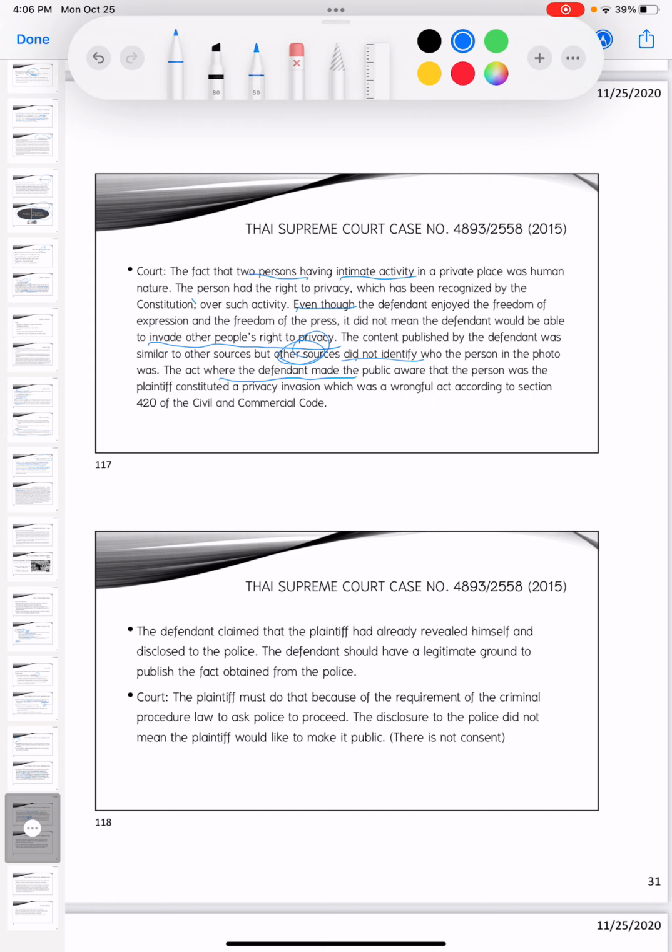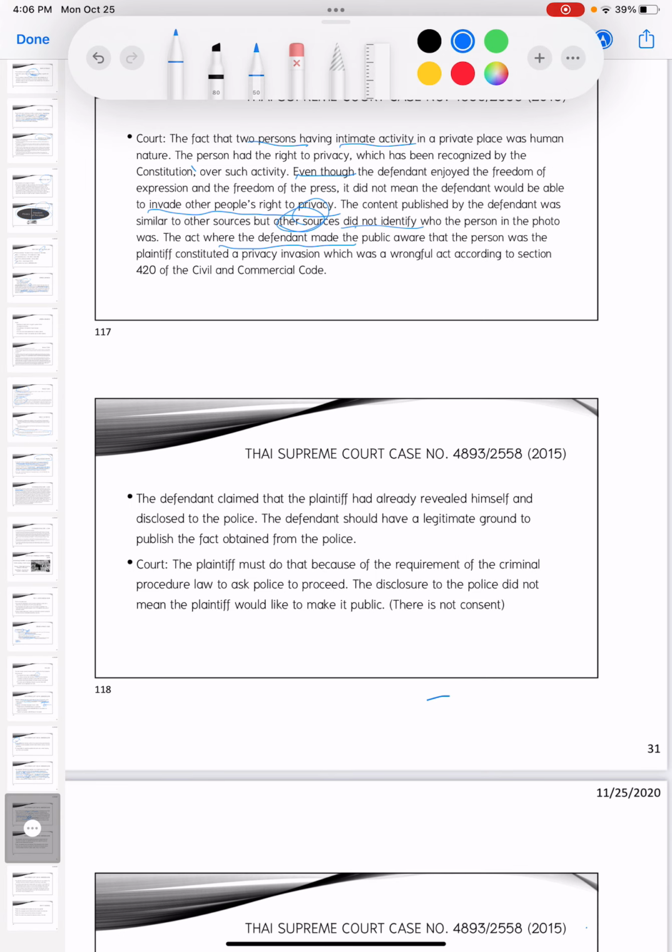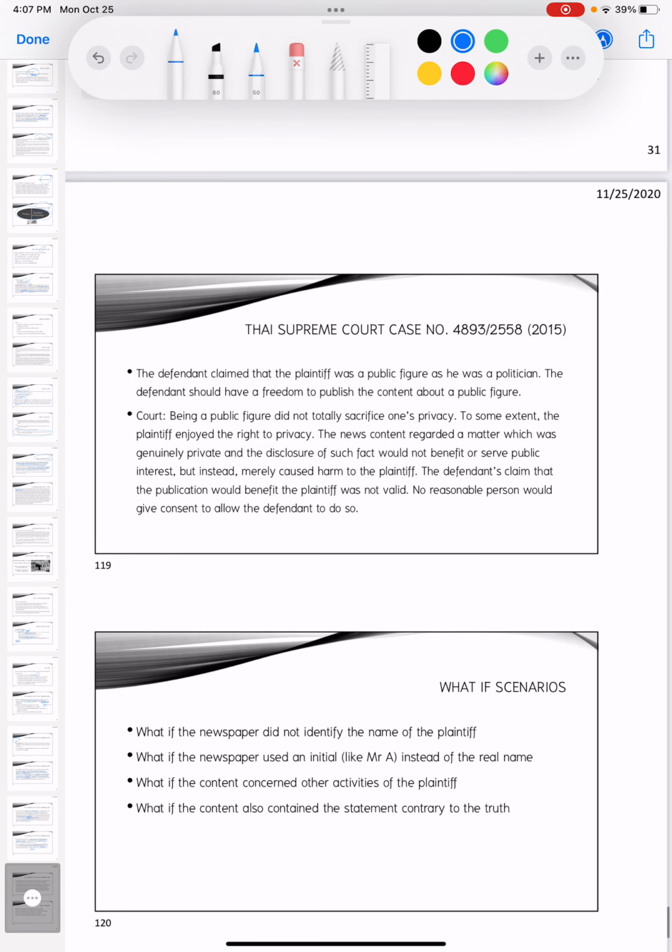The defendant also claimed that the plaintiff had already disclosed the matter to the police, but the court said the plaintiff had to do that because the criminal procedure law requires asking the police to proceed. The disclosure to police is not equivalent to consent for other people to make it public. Different. The court also refused this kind of argument. The defense also claimed that the plaintiff was a public figure, so publishing his affair is okay. The court also denied this argument.